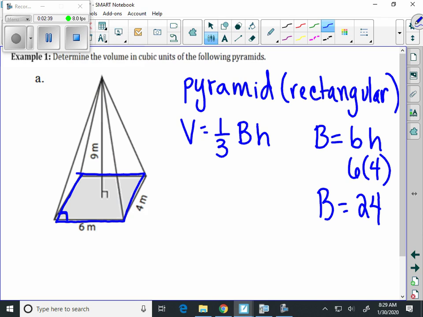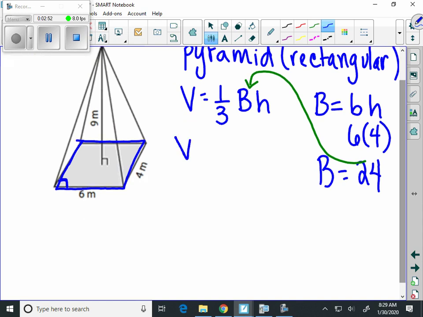And then we're going to take that value and put it back into our pyramid formula. And some of you are just going to do it in one step, and that's fine. I'll do some other problems with one step. But when we fill this in now, this is going to be 1/3 times 24 times the height of the figure. And we do have a good indicator of the height. The height is the 9 here.